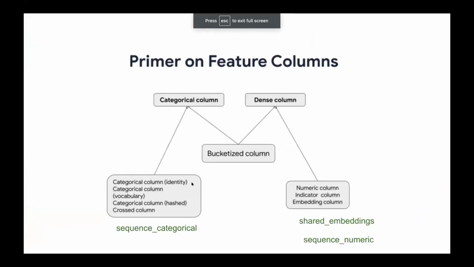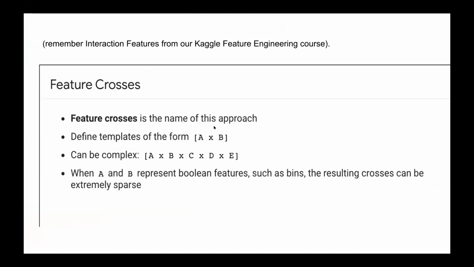The next thing that we're going to look at is something called cross columns. If you remember from our feature engineering course that we did on Kaggle, we introduced the concept of interaction features, where we built up interactions between different features, usually by some kind of multiplication of the two features. That gave us a new feature, which actually helped our model out. Particularly, it's good for introducing nonlinear effects.